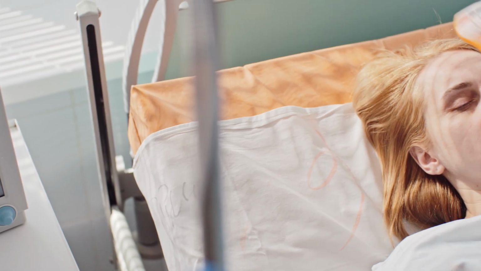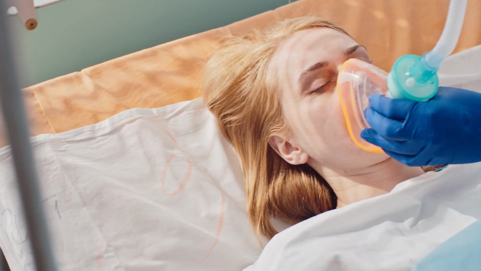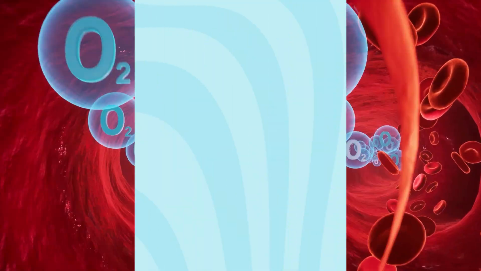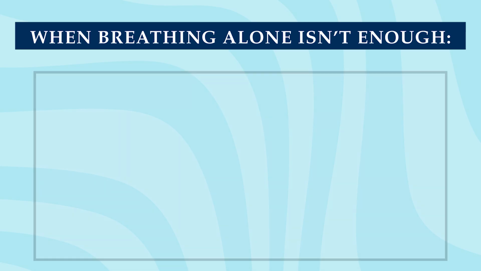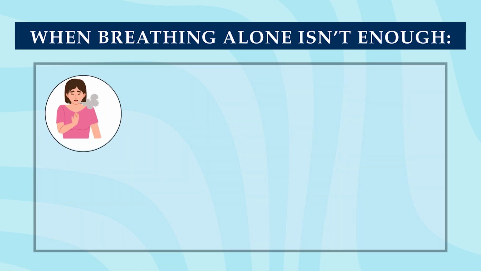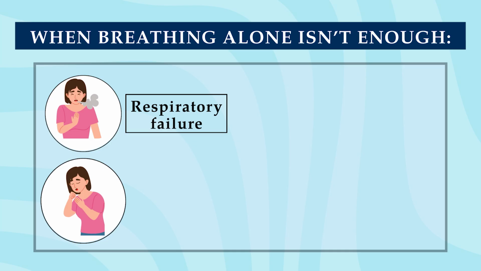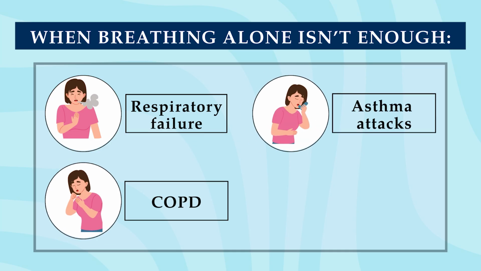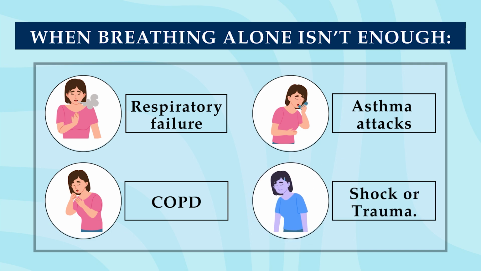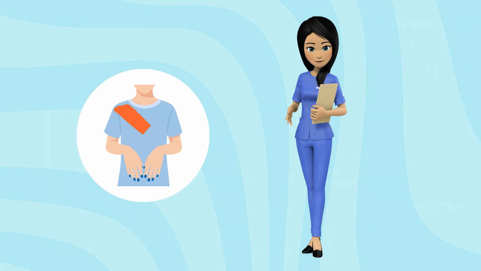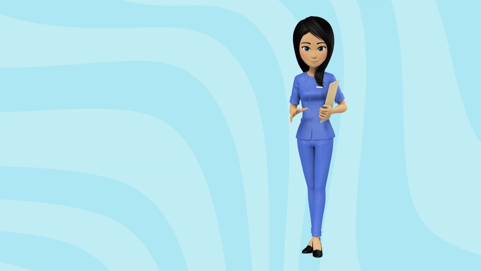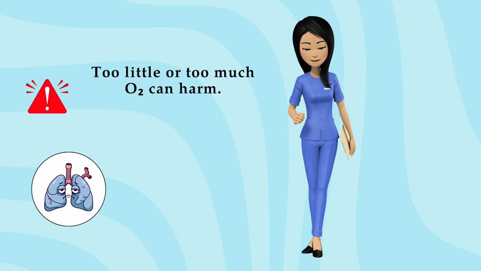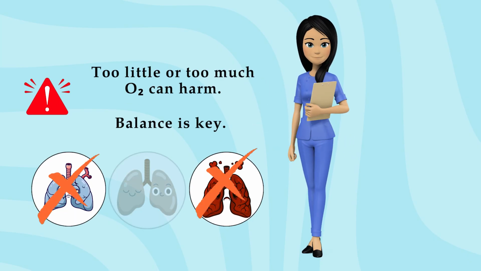Oxygen therapy is the controlled administration of oxygen to maintain adequate oxygen saturation levels in the blood, also known as SpO2. It's used when a patient cannot oxygenate effectively on their own, such as in cases of respiratory failure, COPD, asthma attacks, shock, or trauma. The goal is to prevent hypoxia, which means a lack of oxygen in the tissues. But be careful, too much oxygen can be just as dangerous. The golden rule is balance, not too little, not too much.